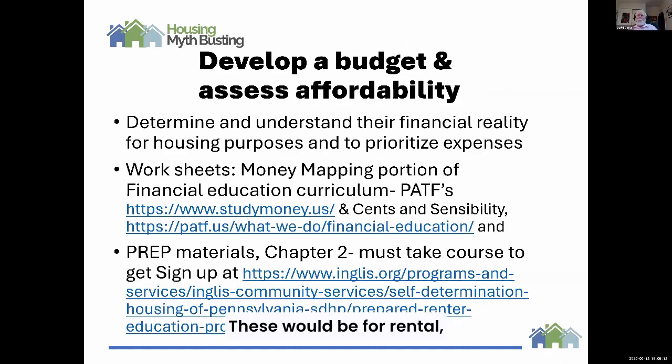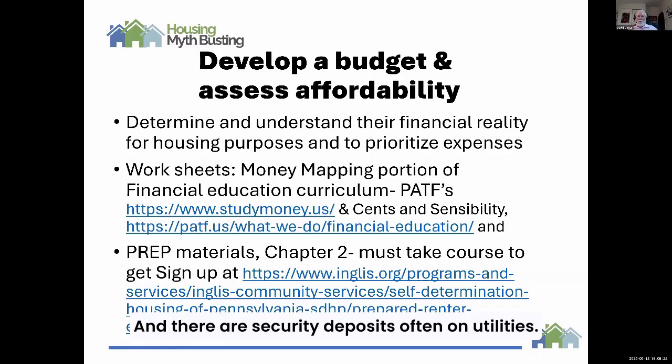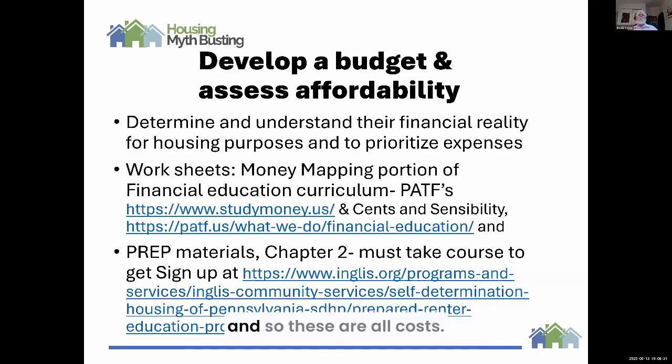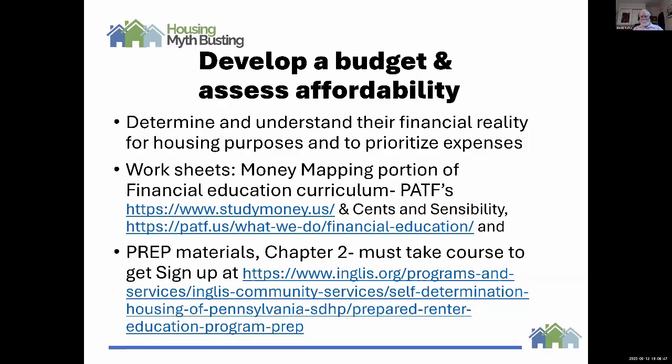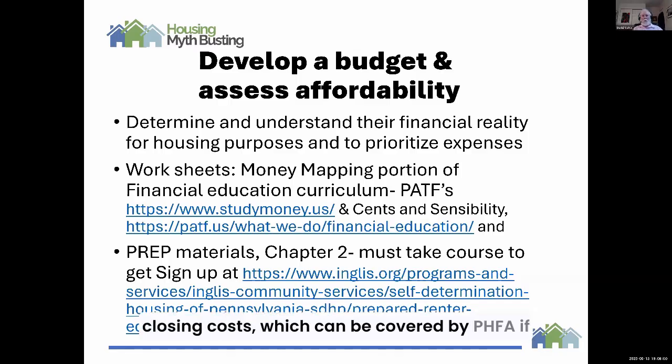These would be for rental, your first month's rent, your security deposit, and there are often security deposits on utilities. And there's your moving costs. There may be costs for furnishings. And so these are all costs, and then ongoing costs of carrying the rent with the potential of having rent increases in the future. For owning a home, there is the down payment, closing costs, which can be covered by PHFA if the individual with disabilities is on the deed. And there are also, again, the utility costs, property taxes, which are usually put into the mortgage, but those are expenses.